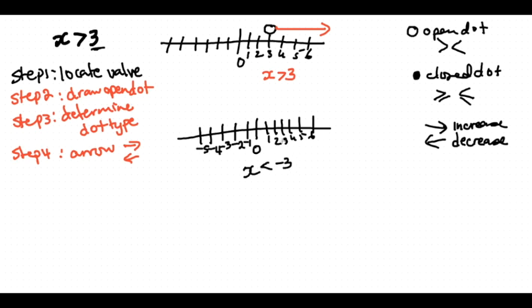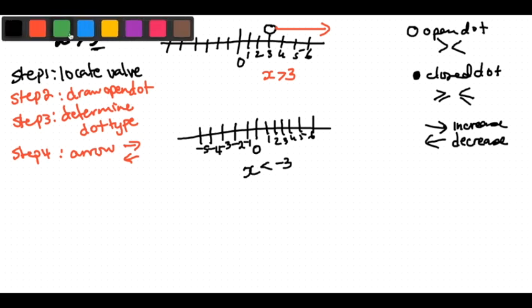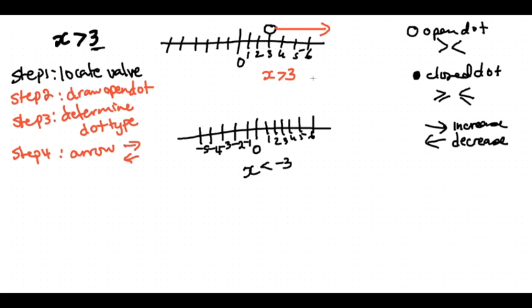First step is what? Come on, I need to hear y'all. First step is locate value. So we're going to locate negative 3. So this is negative 1, negative 2, negative 3 right here. Draw an open dot. And on the one-dimensional graphing, you could either draw it above the number line or you could actually draw it right on the number line. So it really doesn't matter.